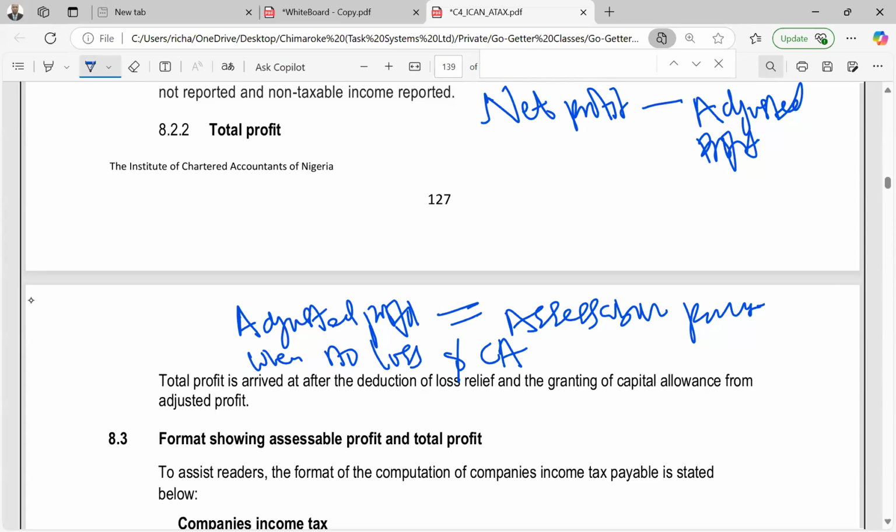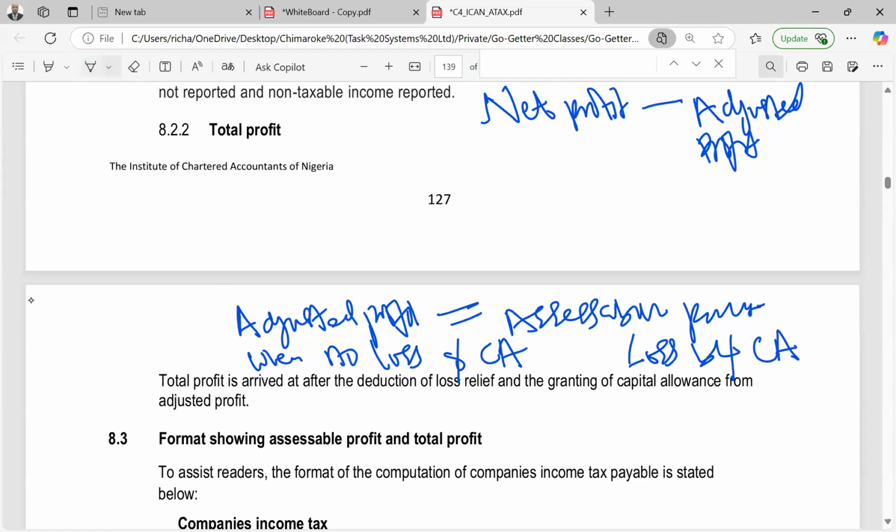After getting the adjusted profits, you need to convert to accessible profits by first deducting loss, then capital allowance. Remember our acronym here. We said loss before capital allowance. So now let's look at the format. The format for total profit.